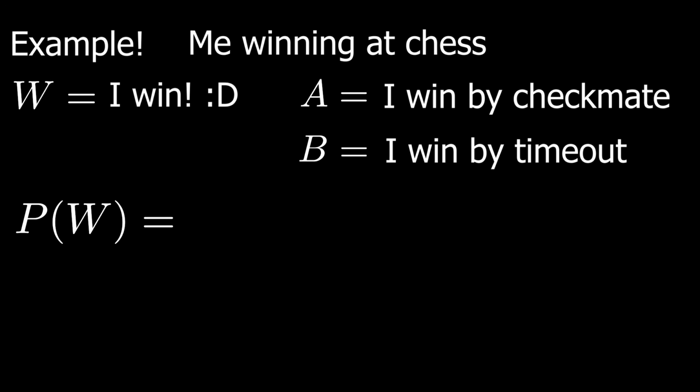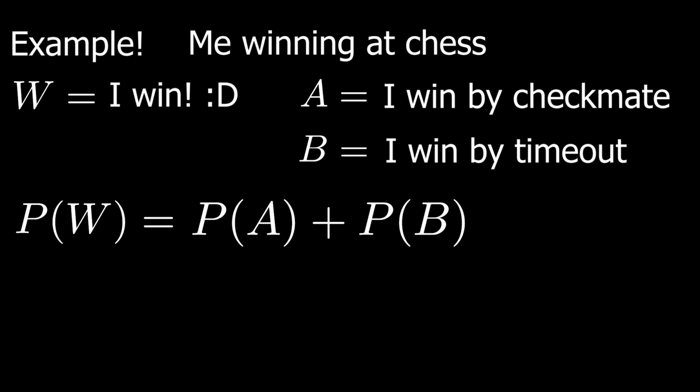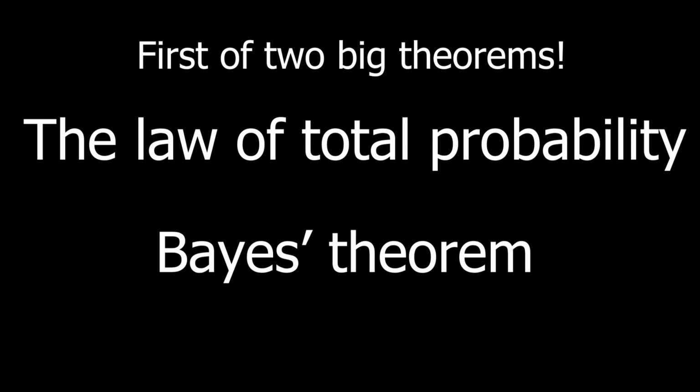A and B partition W. This means that we can rewrite this as P of A plus P of B. I will not put numbers to this example to protect my ego. Now we can continue to the first of two big useful theorems we will show.